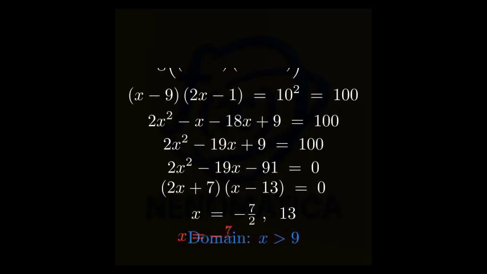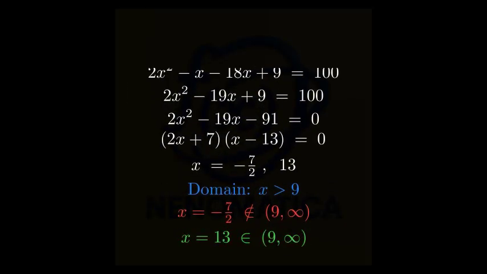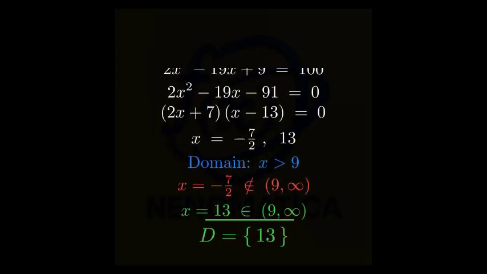Step 8. Check against the domain requirement x greater than 9. Negative 7 over 2 does not satisfy the domain. 13 is greater than 9, so it is valid. Therefore, the solution set is the single number 13.